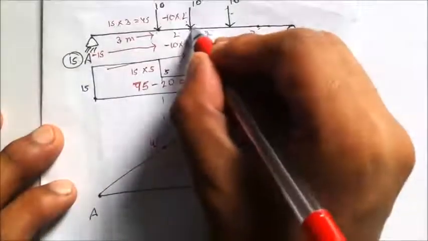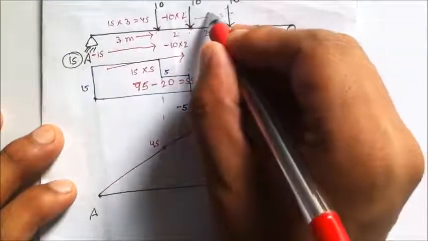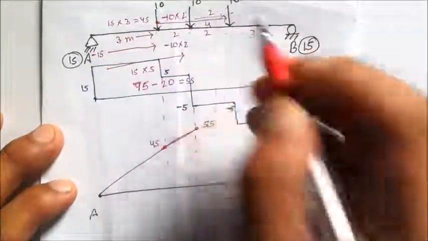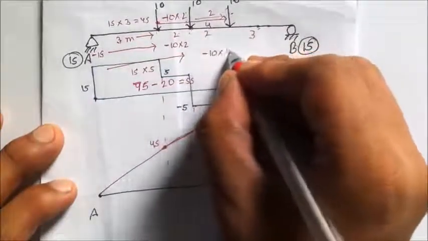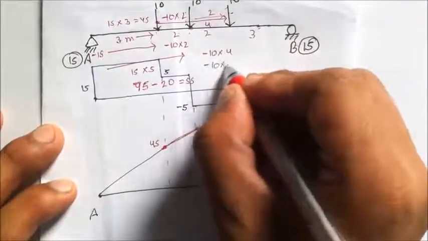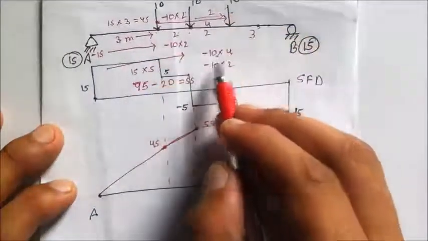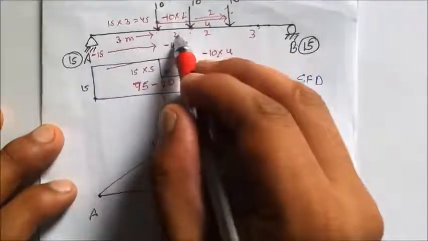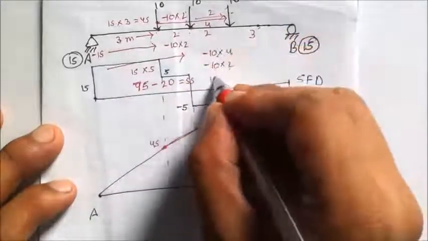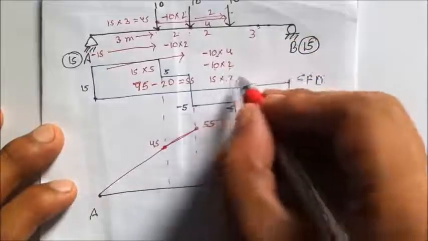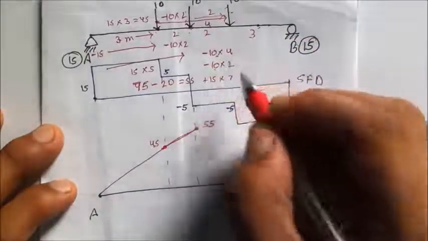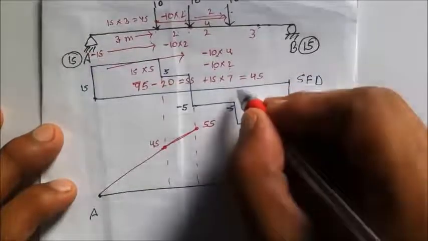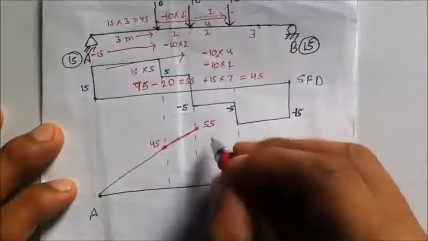Now this 10 kilonewton load is again traveling a distance of 2, and the previous 10 kilonewton load is traveling a distance of 4. So it will be -10 into 4 minus 10 into 2. Two 10 kilonewton loads, one traveling 4, another traveling 2, and the 15 kilonewton load is now traveling 3, 2 and 2, that is 7. So it will be 15 into 7. Solving this whole equation gives us the next value, that is 45 kilonewton meter. So at the next point I am having 45 kilonewton meter.